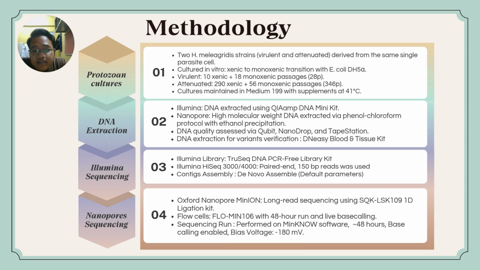For Illumina sequencing, the Illumina library was constructed with the TruSeq DNA PCR-Free library kit, and the Illumina HiSeq 3000/4000 with paired-end 150 base pair reads was used, and the contig assembly was done de novo with default parameters. The Nanopore sequencing was done by Oxford Nanopore MinION long-read sequencing using the SQK-LSK109 1D ligation kit, and flow cells were run for 48 hours with live base calling. The sequencing run was performed on MinKNOW software for 48 hours, with base calling enabled and bias voltage at -180 mV.